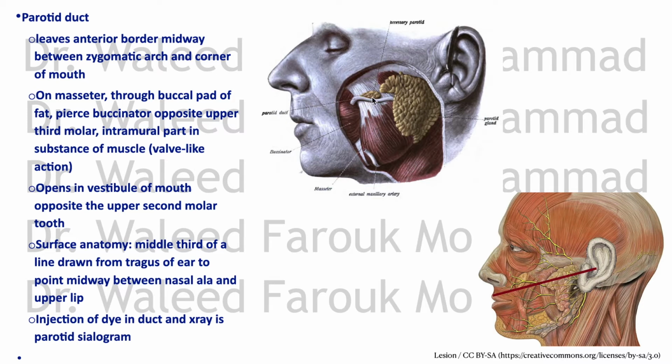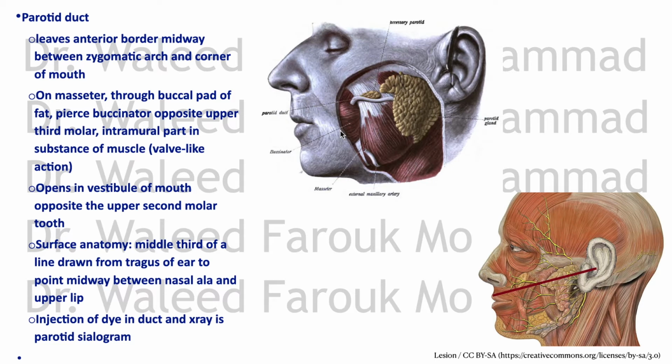And as I told you, you may find some parotid tissue around it, accessory parotid gland. Now, it travels over the masseter, and then pierces the fat and fascia in the cheek and goes deep to pierce the buccinator muscle. Now, doctors, please, in all sources, you will find out that it pierces the buccinator and opens in the vestibule of the mouth, opposite the upper second molar tooth.